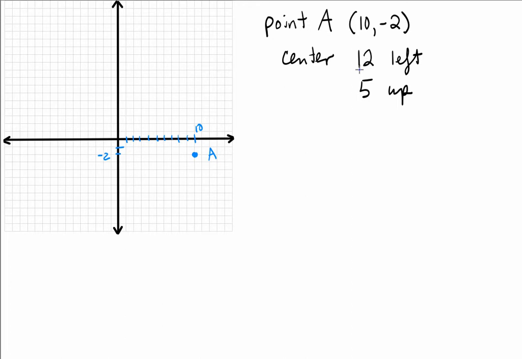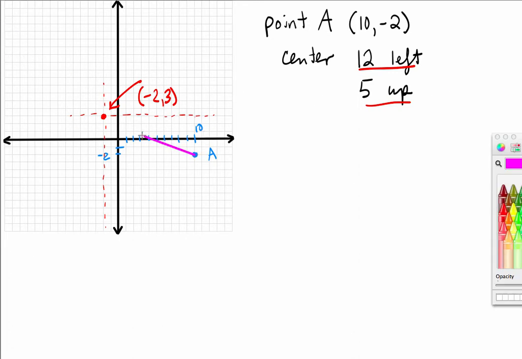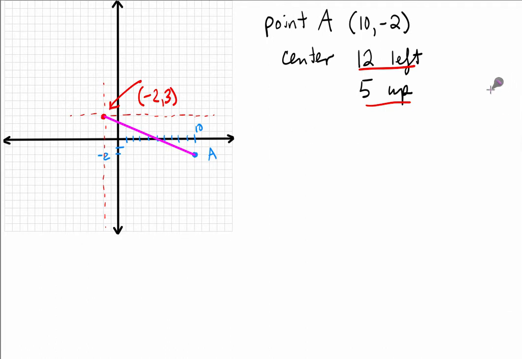Also, it's stated that the center is 12 units to the left of point A. So that's already 10, 11, 12, so the center is somewhere on that dashed vertical line. And the center is also stated as being 5 units upward from A, so 1, 2, 3, 4, 5. That center of the circle, because it has to be also on this dashed horizontal line, that center must be right there. Now, we can just read off that the coordinates of the center are -2 for x and 3 for y. And I'm going to, in pink, include also a segment that represents the radius for the circle.